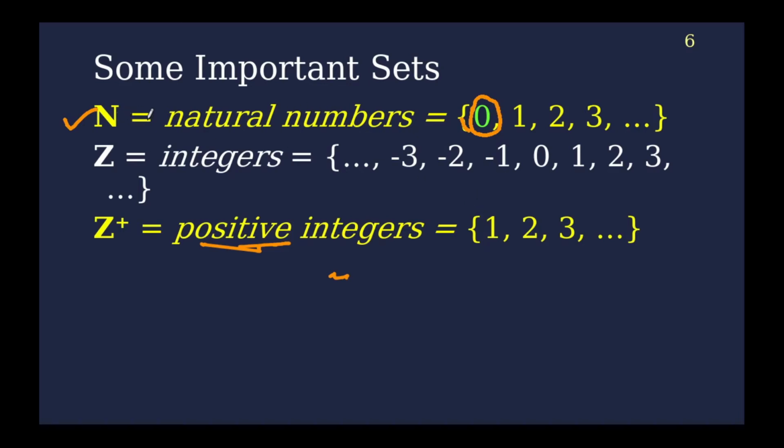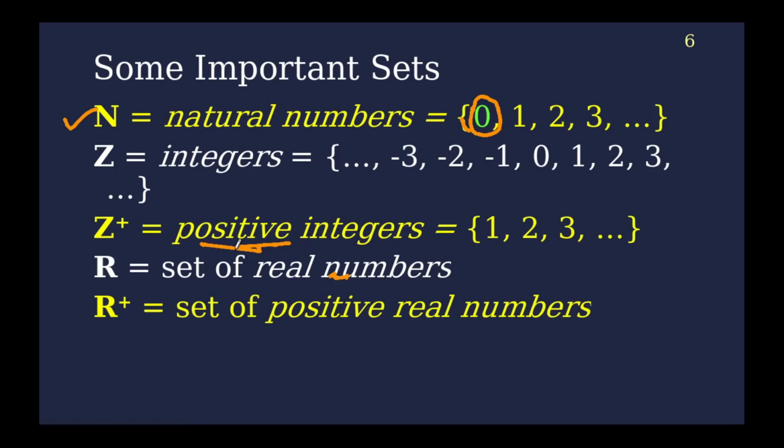So remember, we are considering 0 as a part of natural numbers, and 0 is not part of positive integers. Set of real numbers. It is very hard to describe the set of real numbers, because if you consider two digits, let us say 0 and 1, even between these two there are infinity real numbers.